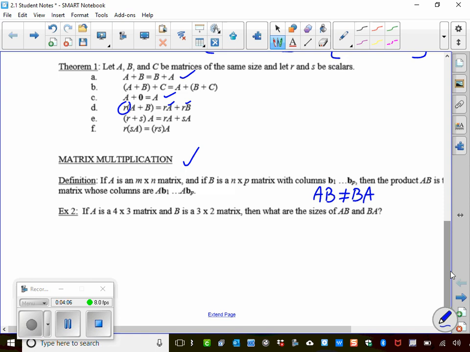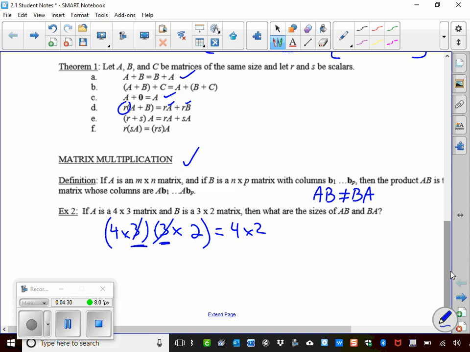Every once in a while it might equal itself out, but the general rule is it does not. So for example, if A is a 4 by 3 matrix and B is a 3 by 2 matrix, you guys already know that the columns in the first matrix have to match the rows in the second matrix so that you can actually do it. And then your answer is going to be a 4 by 2.